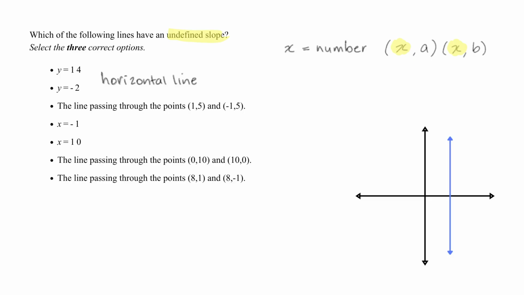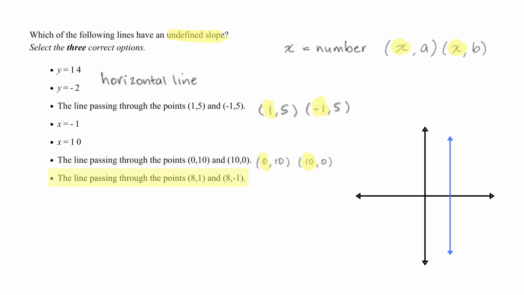Now let's have a look at the other three options, where they give us 2 points. We know that for a slope to be undefined, the x values in both points must be exactly the same. The third option has the points (1, 5) and (negative 1, 5). As you can see, we have two different x values, negative 1 and 1. Therefore, this is not one of our options. How about the sixth option? We have the points (0, 10) and (10, 0). Again, we have two different x values, 0 and 10. Therefore, this is not an option with undefined slope.